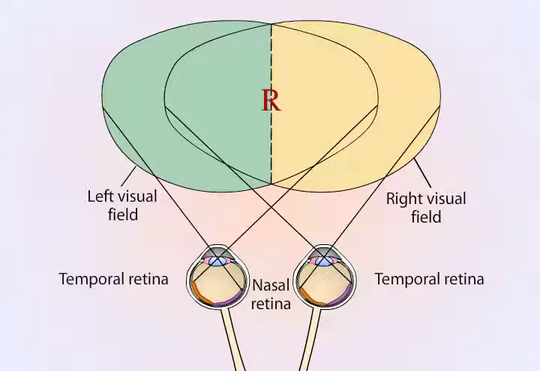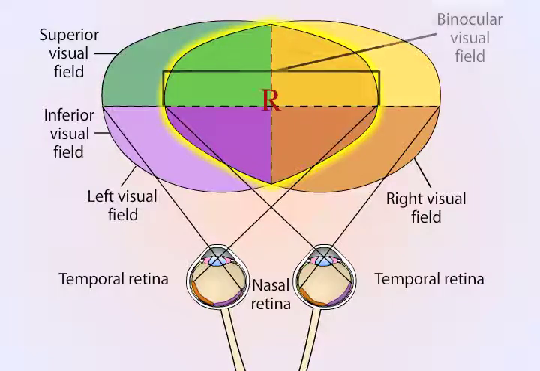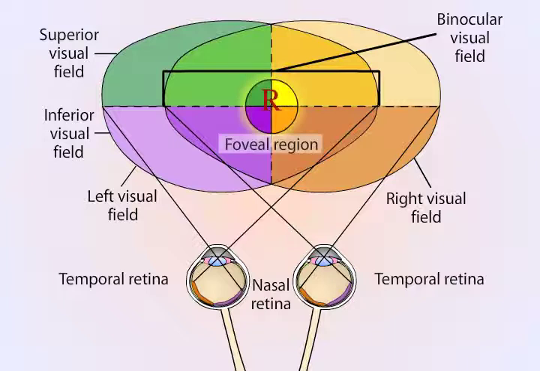The visual field can also be divided vertically into superior and inferior divisions. Note that the visual fields of both eyes overlap extensively in the central portion of each visual hemifield. This region defines the binocular field of view. Vision in the periphery of the field of view is strictly monocular, mediated by the most medial portion of the nasal retina. The center of the visual field projects its image onto the foveal region of the retina.